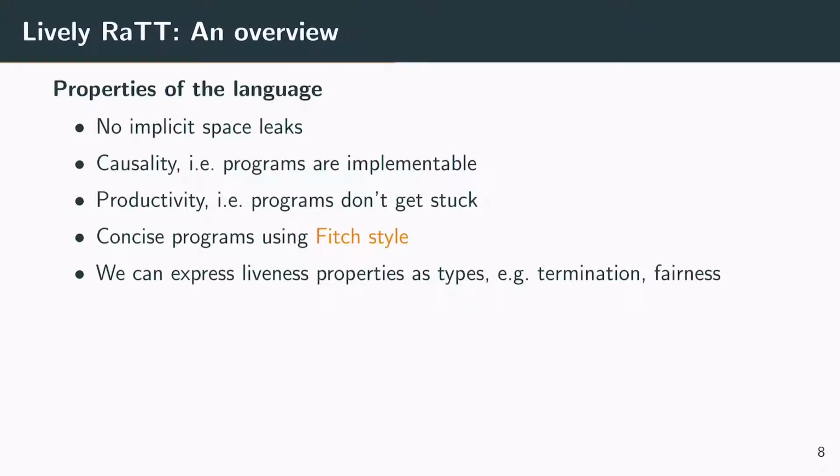So now that I have presented our language Lively RaTT in very broad strokes, I would like to go a little bit more into the details of the language. So our language will ensure that there are no implicit space leaks. So memory is deleted after every time step. It will also ensure that all programs are causal and productive, and it uses a Fitch style of dealing with modalities, so the triangle and the circle. And this will allow us to avoid using pattern matching and let bindings for dealing with those.